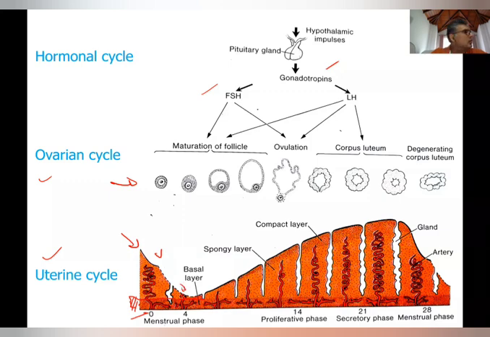The other two layers, you can see the compact layer and spongy layer, these other 2 layers break down. They break down during the menstrual period. And again, at the end of the menstrual period, they develop back. So every month, the compact layer and spongy layer develop and break down during menstruation. The basal layer continues as it is.